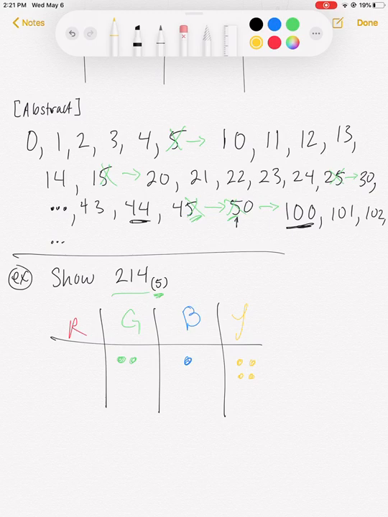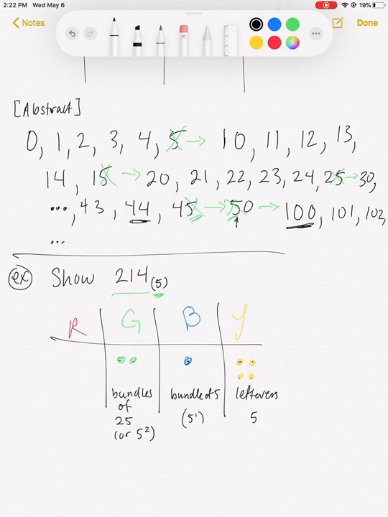We need to explain again that each object in here is a leftover. Those are leftovers. This one is a bundle of 5. These 2 objects here are bundles of 25, or 5 squared. Remember, this is 5 to the first, this is 5 to the 0.